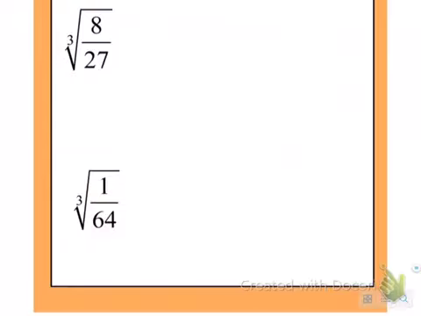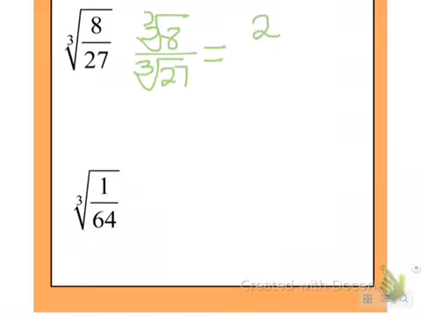Here's a cube root. I can use the quotient property to say the cube root of 8 over the cube root of 27. And you can actually put this in the calculator and it does it for you using the cube root button. So that would give me 2 over 3.